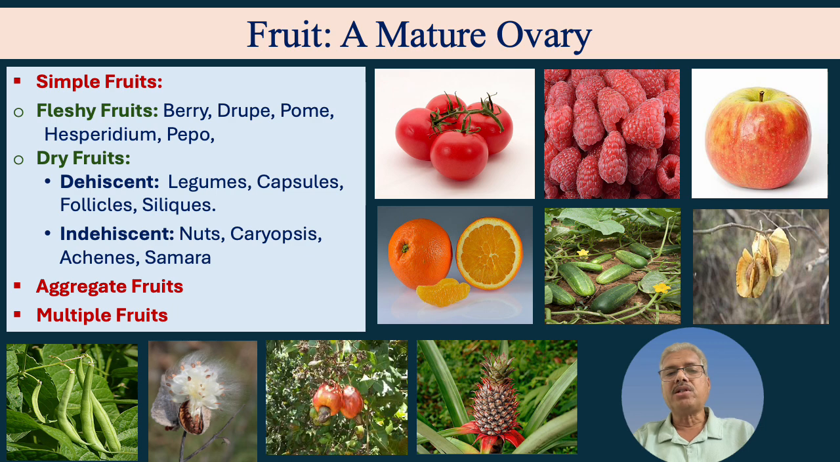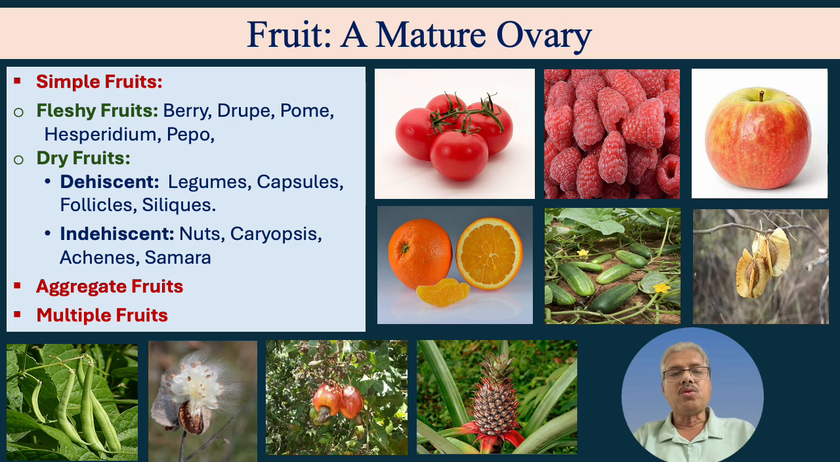rind. Conversely, the dry fruits have a dry pericarp and are divided into dehiscent and indehiscent groups. Dehiscent fruits like legumes, capsules, follicles, and siliqua split open at maturity to release seeds. Indehiscent fruits such as nuts, grains, achenes, and samaras do not split open.